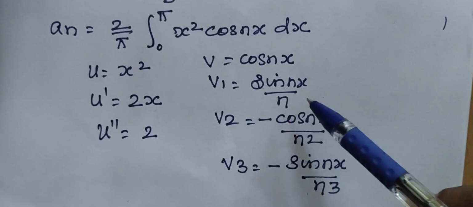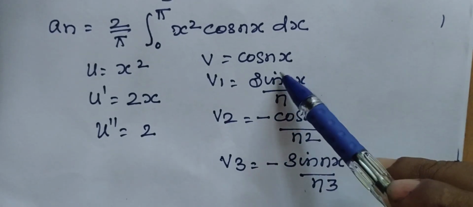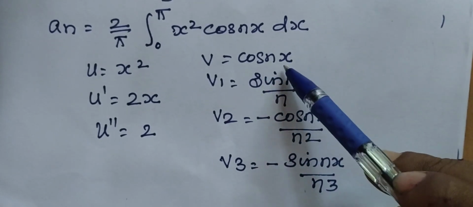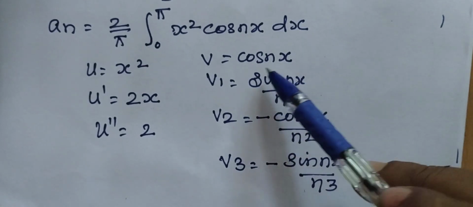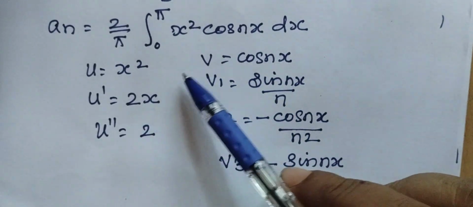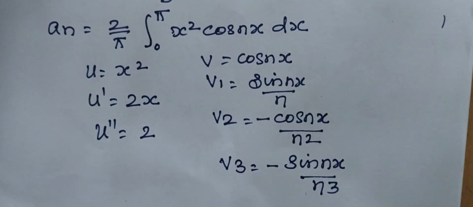The integral of cos is sin, then the integral of sin is minus cos, and at each step we get one constant, the coefficient of x, in the denominator. So these are the parameters we apply in the given formula.